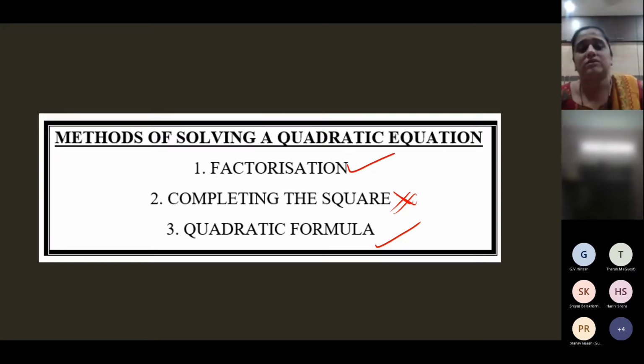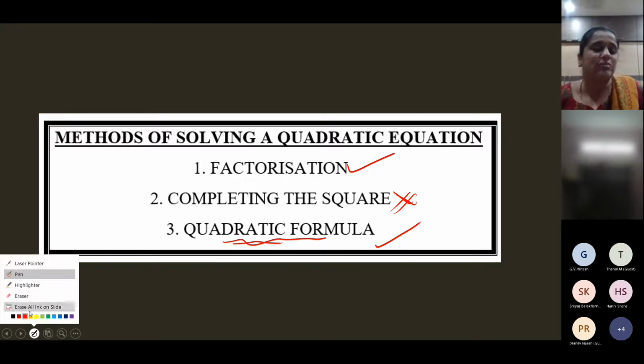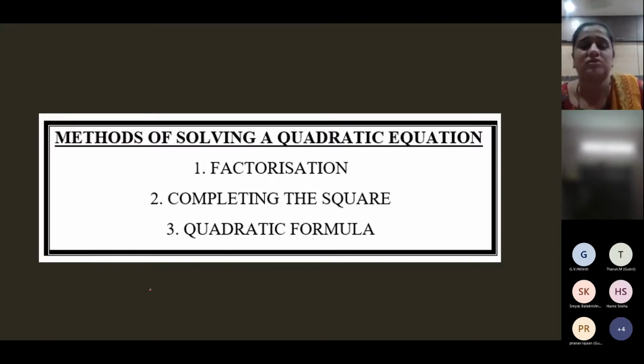But it's not always possible to find the solutions by splitting the middle term. Sometimes the solutions are irrational. The solutions are not always integers. So sometimes they're irrational numbers which cannot be found by splitting the middle term, or which is highly time consuming to identify that way. So we have the quadratic formula, which helps you to find the solutions of a quadratic equation. Simply put the values in the formula and there you get the two solutions of the quadratic equation. So this is very easy.